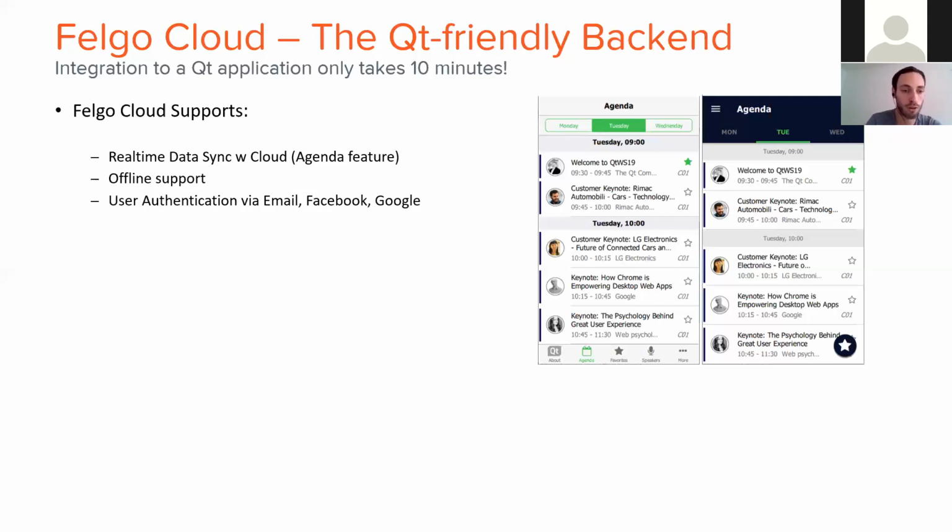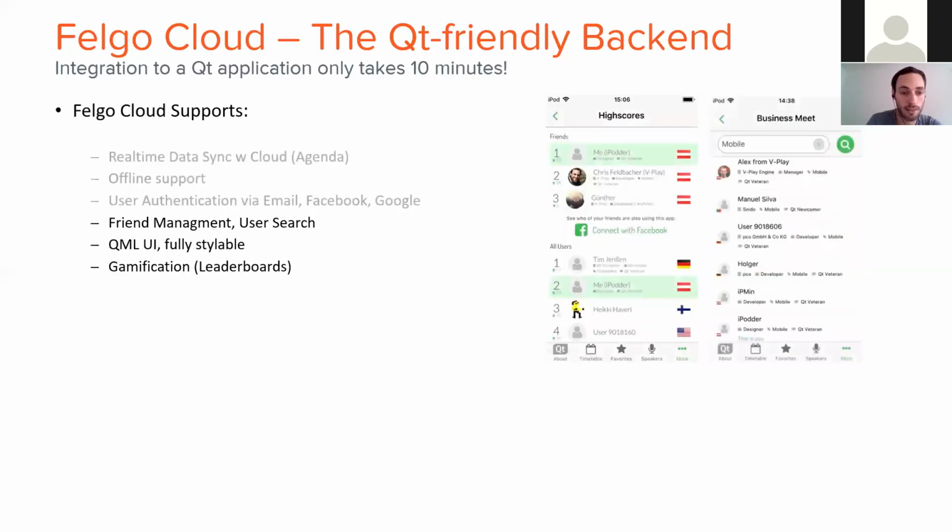Also, there is built-in support for user authentication via email, Facebook, or Google login. And there are also some gamification features that you can use, like leaderboards, very easy to integrate. You can very easily style the whole UI of that, because that's also written in QML. So you can change the colors or completely change the page design. And also use the integrated user search and friend management. Basically you can send other users a friend request, and then there is different functionality that you can allow for these users, like for example, allow them to chat with each other.